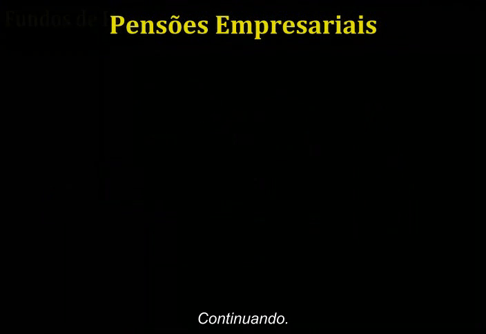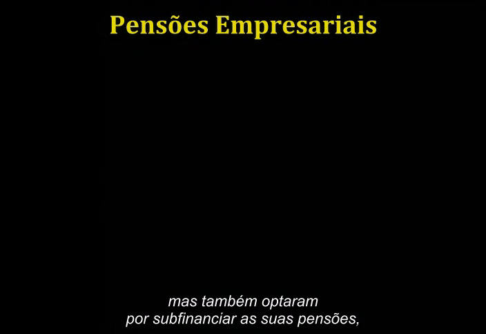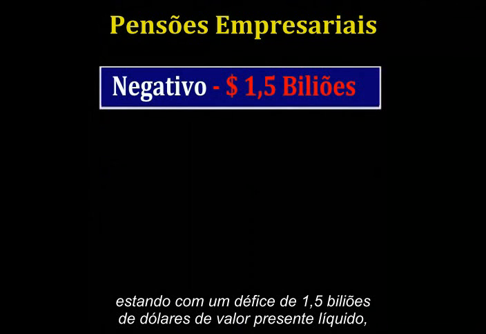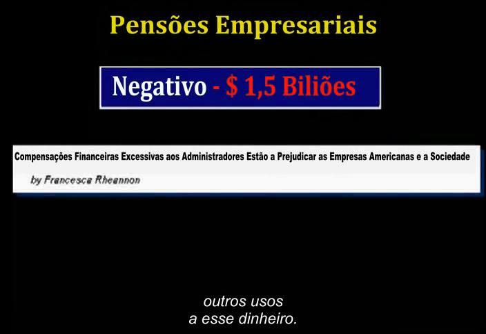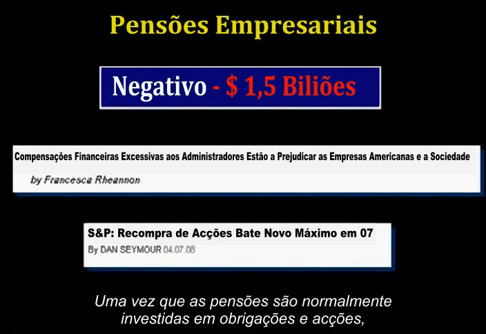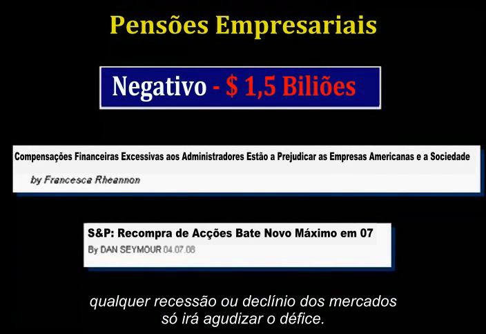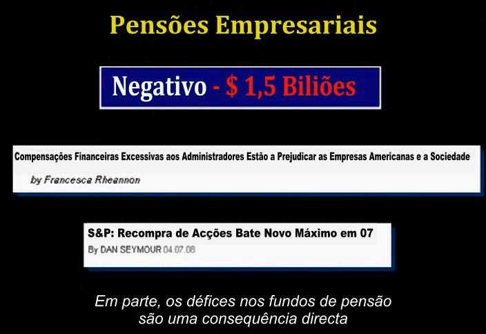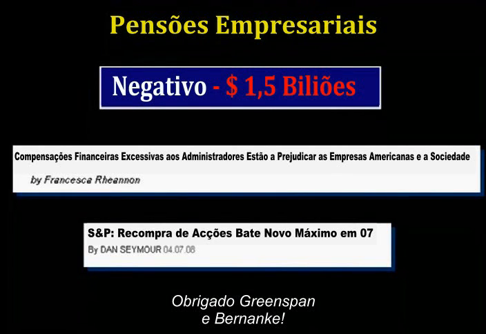Moving right along, corporations are coming off the highest levels of profitability in decades, but they too opted to underfund their pensions to the tune of 1.5 trillion net present value dollars in preference for other uses for that cash. Because pensions typically invest in bonds and stocks in a roughly 60-40 split, any recessions or market declines will only add to the shortfall. In part, the pension shortfalls are a direct function of the extremely low interest rates currently available. Thanks, Greenspan and Bernanke!